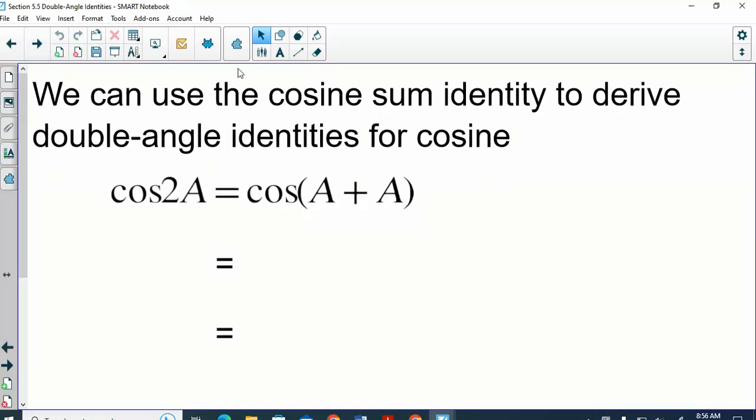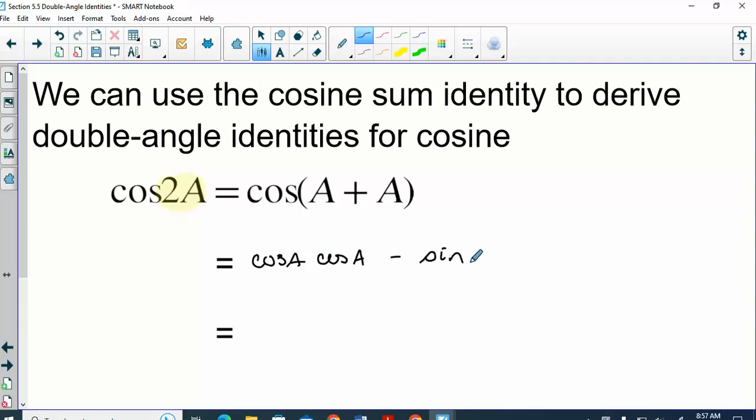So double angles means when you have 2 times an angle. And we can find this just by using a sum formula. So 2 times an angle, that's the same as a plus a. And we have a cosine sum formula. That's cosine of the first, cosine of the second, minus sine of the first, sine of the second, right? And I will put all of these final formulas up here in one slide in just a second. So, what is cosine times cosine? Cosine squared. So that's cosine squared a minus sine squared a. So that is the first double angle formula for cosine.